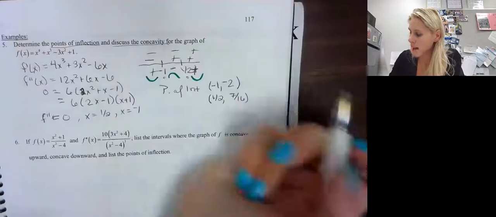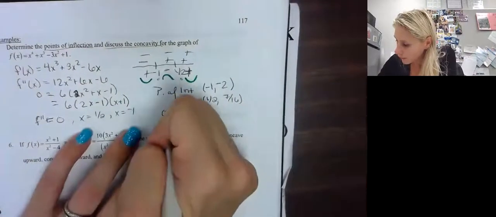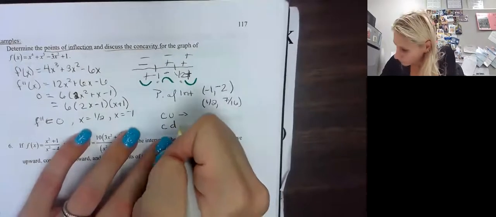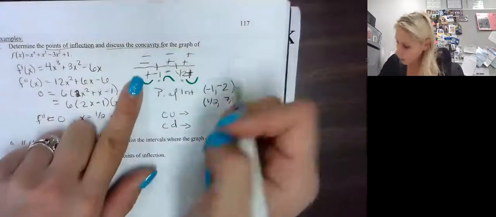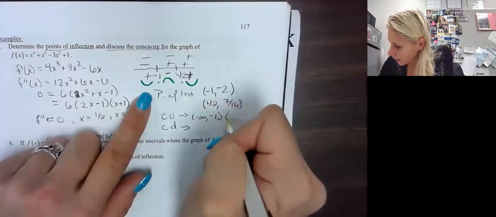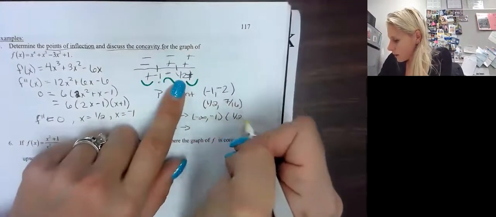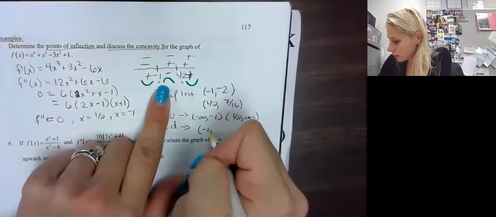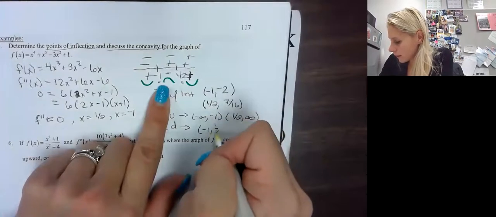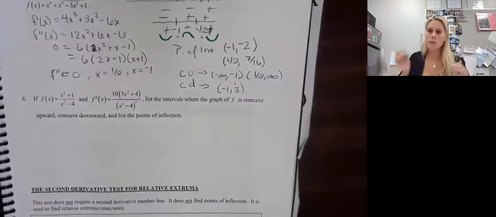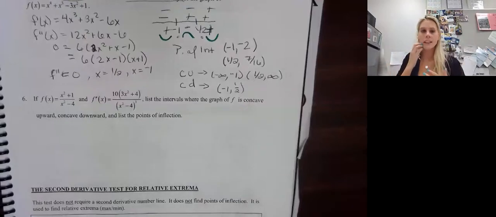All right, that was step 1. Now we need to discuss concavity for the graph. So concave up, concave down. Okay, concave up, we will go from -infinity to -1 and 1/2 to infinity. Means our concave down is -1 to 1/2. We're done there. All right, that was probably the simplest of functions. Now let's see if we can go into a more difficult one.